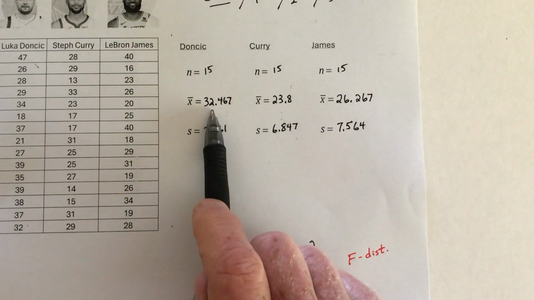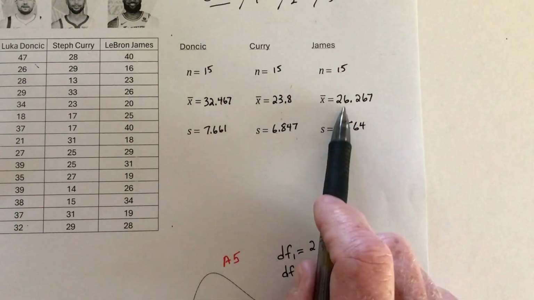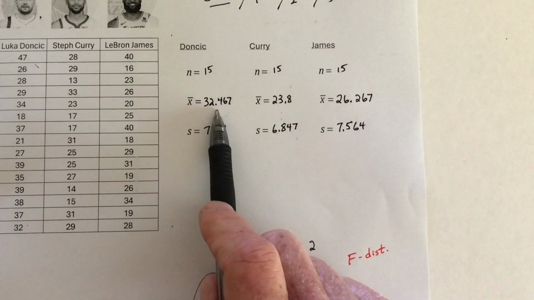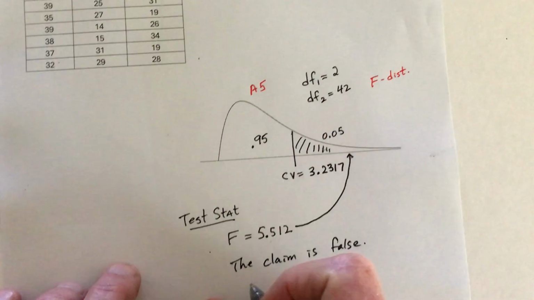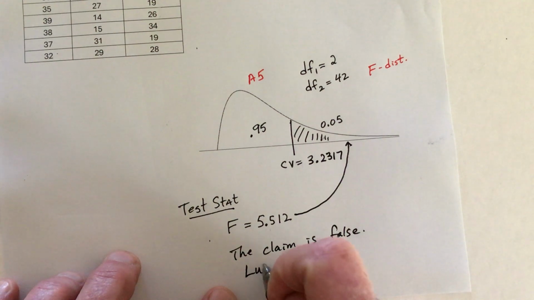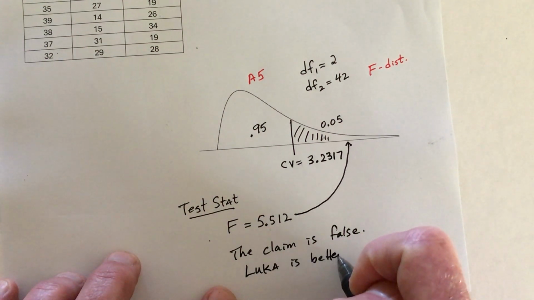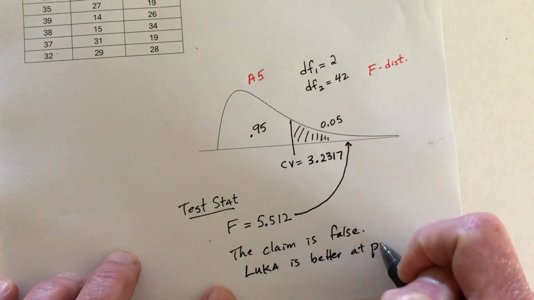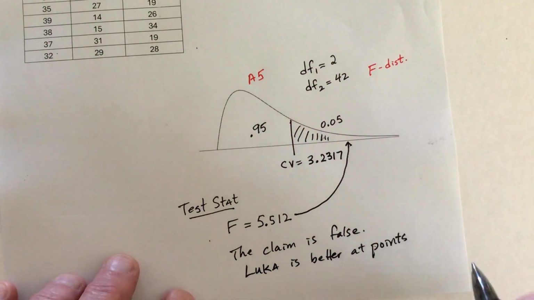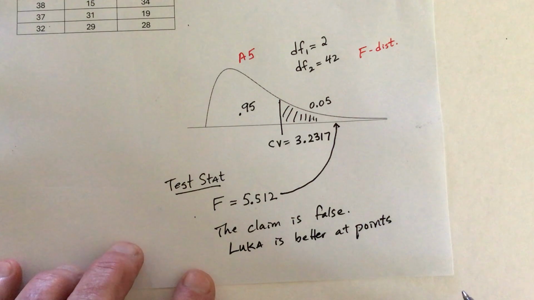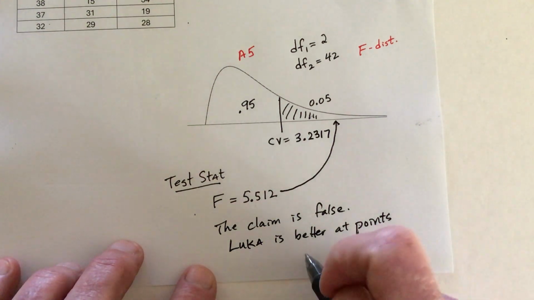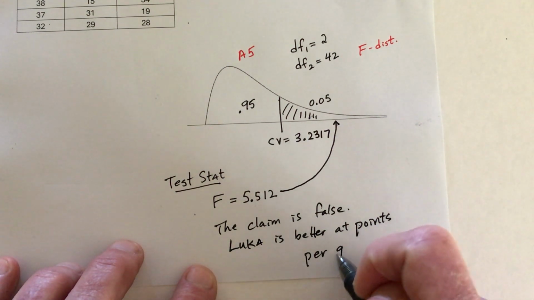And so basically what I was pointing out earlier, that Luka scores a lot more points than Steph and LeBron. Yep, that's what we're proving now. One player is definitely better than the others. So Luka is better at points per game, because this was only about points per game, not rebounds or anything else. So he's better at points per game.